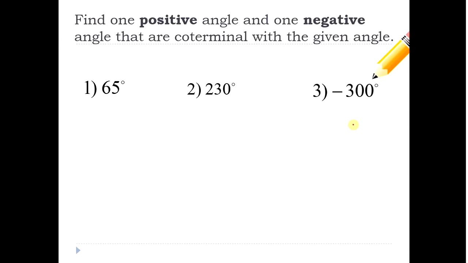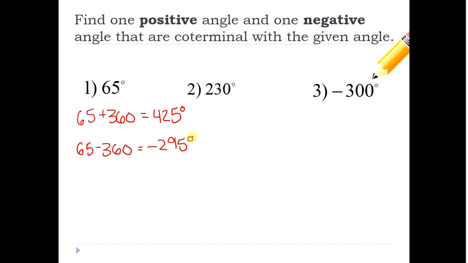So if I need to find a positive angle and a negative angle that's coterminal with, let's say, 65, I am going to first add 360 to 65. It's going to find one of my angles. Add those two, I get 425. That's my positive angle. Now, I need a negative. To do that, you're just going to subtract 360, and you're going to get negative 295 degrees. Pretty simple, right? Either add 360 or subtract 360.